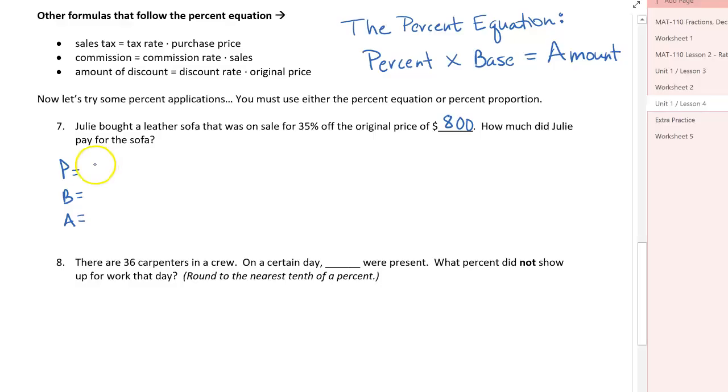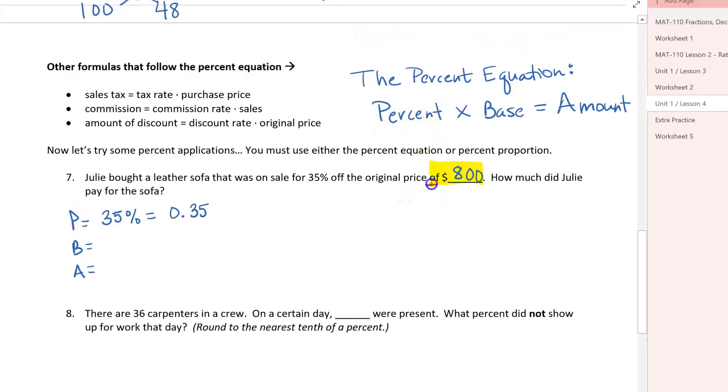So, of course, the percentage would be 35%. And remember, we have to change that to a decimal by moving it 2 places to the left. So that would be 0.35. The base is what you're taking the percentage of. And if you remember in class, we talked about the base usually following that word of because it is what you're taking the percentage of. So the base is going to be 800. The amount is our unknown. It's what we're looking for in this problem. So the amount, we'll just put a question mark.